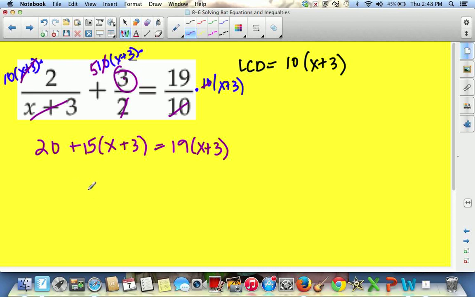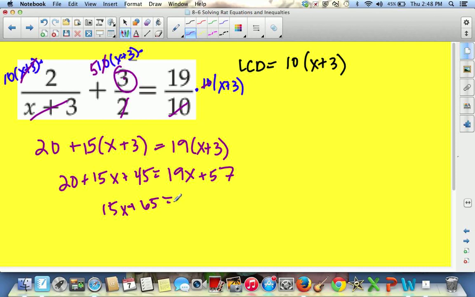When we do this, we end up with 20 plus 15x plus 45 equals 19x plus 57. Then we end up with 15x plus 65 equals 19x plus 57. Get your x's on one side, variables on the other. We get 8 equals 4x, x equals 2. And will we get any zeros in the denominator? Nope. So that's our final answer.